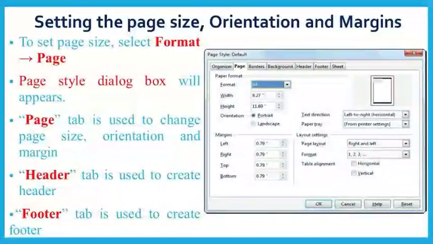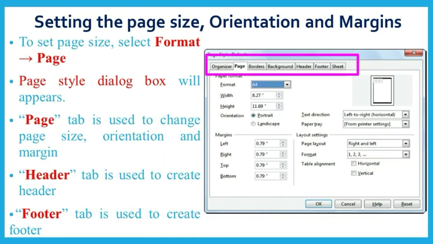Next topic is page setup, setting the page size, orientation and margins. To set page size, you have to click on the format menu and select the page option. The page style dialog box will appear on the screen. In that dialog box, many tabs are there. You have to select the page tab. This page tab is used to change the page size, orientation and margin. Okay. The header tab is used to create a header, and the footer tab is used to create a footer.